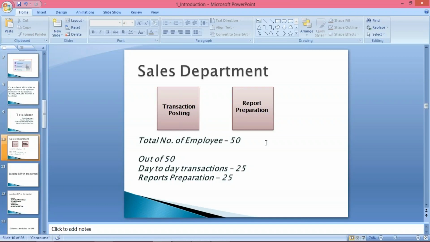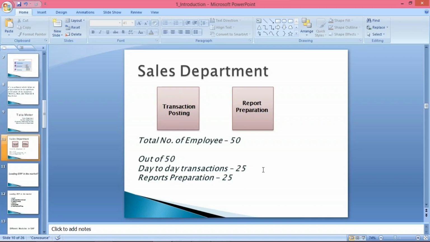Since Tata Motors is a very big, very large organization, they'll be having a huge number of customers. A huge number of customers means a huge number of transactions taking place on a daily basis. So out of 50 employees, 25 are involved in day-to-day transaction recording, in the sense that whichever sales we have made to the customers need to be recorded somewhere in the sales register.